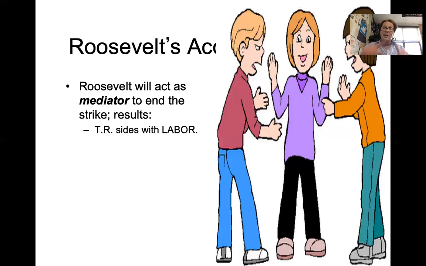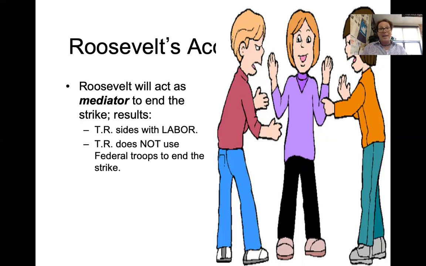But here's where Roosevelt, again, thinks outside the box. This is why he's the first progressive president. Because what Roosevelt does is Roosevelt's going to side with labor, not with management. And number two, Theodore Roosevelt does not use federal troops to end the strike, unlike Rutherford B. Hayes did, and of course, going back to Grover Cleveland. So this is setting precedents. This is setting an example for future presidents. This is why Roosevelt's ranked as one of the most influential presidents of all time, because he's doing things that the previous 25 presidents never even thought of or did.